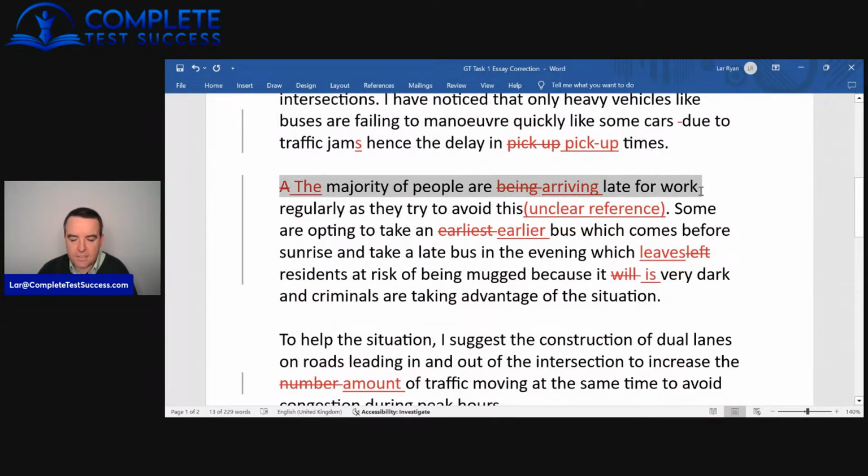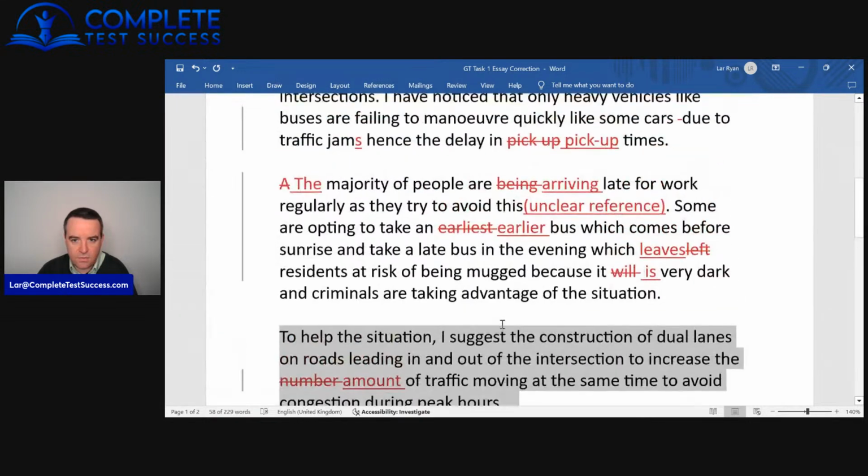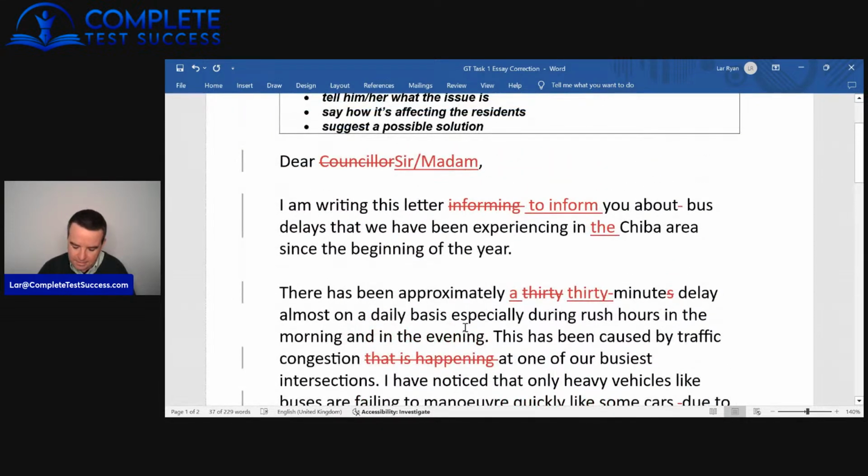Okay, another article mistake. And 2 mistakes with tenses. And then a mistake with uncountable nouns. So what we have really is only one error-free sentence. So that's not enough for a band 7. That's going to be a band 6 for grammar.